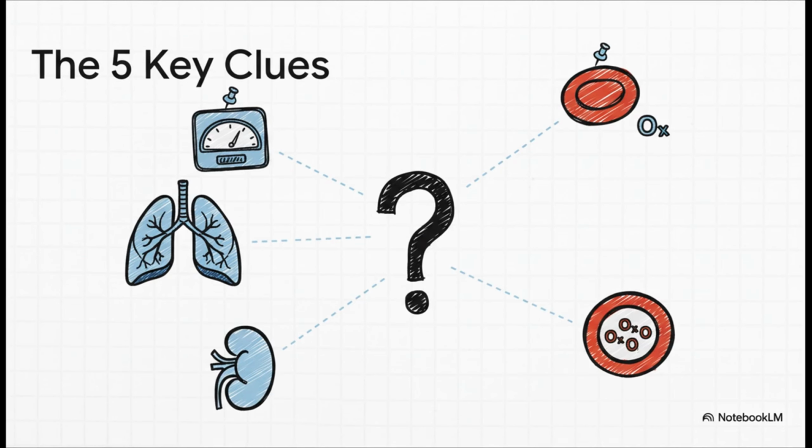And inside every one of these case files, you're going to find these 5 key clues. You've got your pH, PaCO₂, bicarbonate, PaO₂, and O2 saturation. Each one of these tells a different piece of the story, and figuring out how they all connect, well, that's the secret to cracking pretty much any case you'll see.